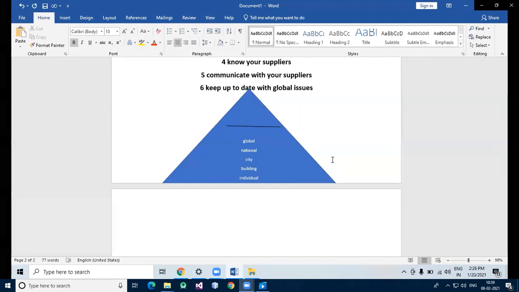So, steps to control uses. Let's check it. What are the steps that can be taken to control use of water in an organization?